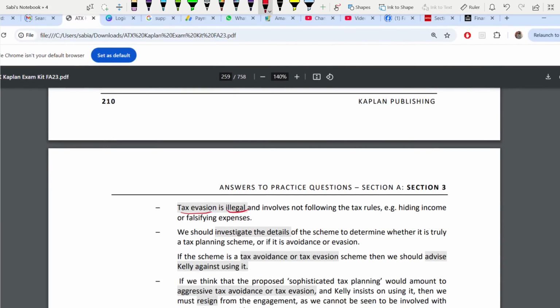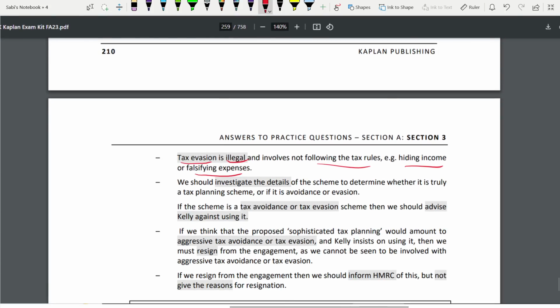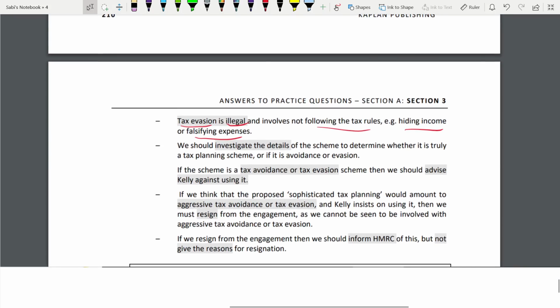Tax evasion is illegal. This is the most dangerous. You are not following the tax rules. For example, you're hiding income, you're falsifying expenses. Wherever you can give examples, give examples. So now, those 3 are done. These are the 3 actions that you have to take. They told what actions you have to take.